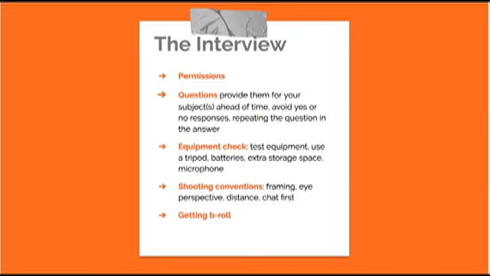So the first thing you want to do is secure permissions. That's making sure that your subject is aware of what your documentary is about, who the audience will be, and where it will be shown. One way you can get permission is to get it written down and signed.